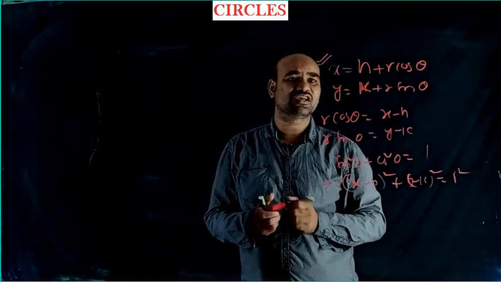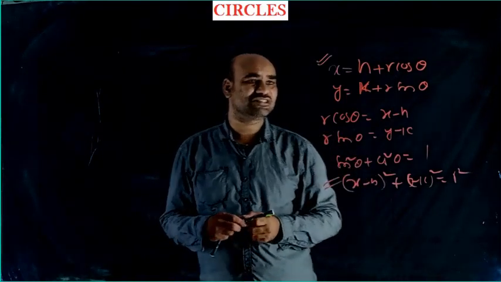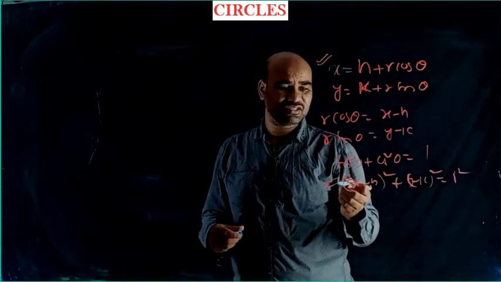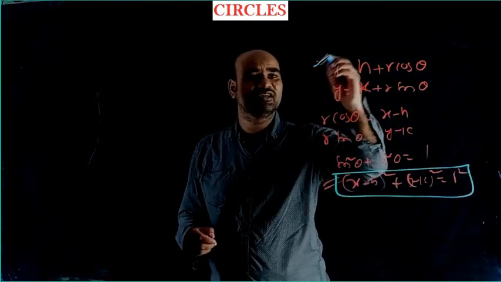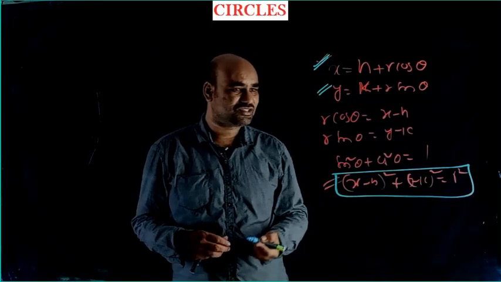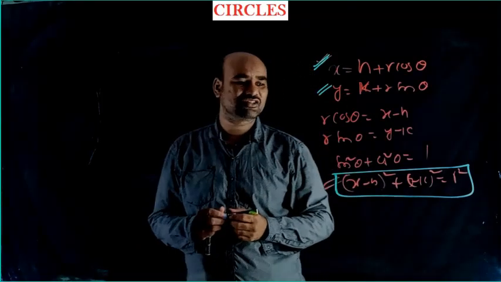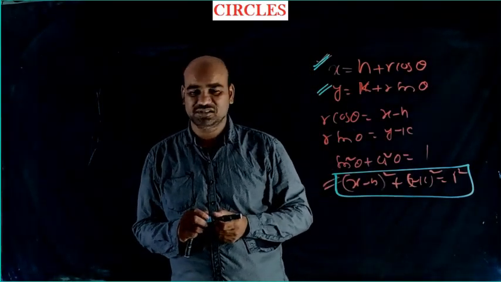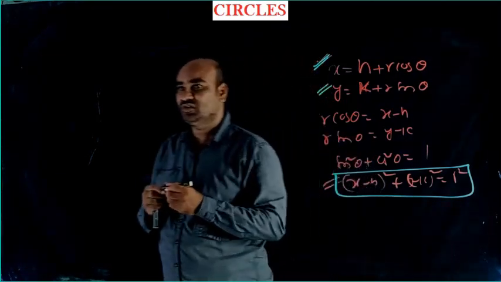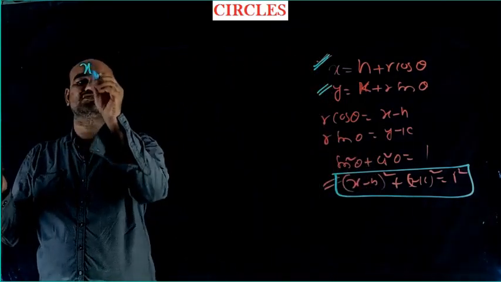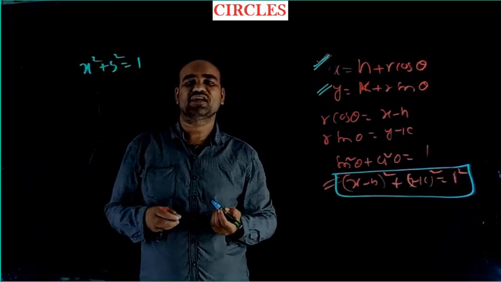That's why x equals h plus r cos theta and y equals k plus r sin theta satisfy the circle equation. So every point on the circle will satisfy these two equations and vice versa. That's why these two equations are combinedly said to be the parametric equation of the circle. Here theta is any parameter, so theta should be taken from 0 to 2 pi. Okay, example problem. Convert x square plus y square equals 1 into parametric form.